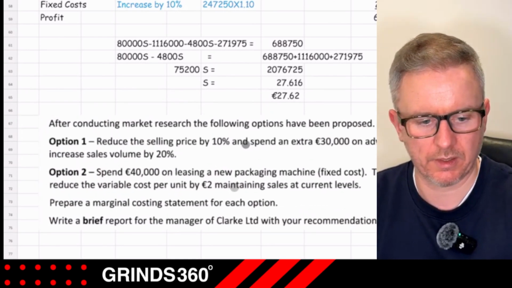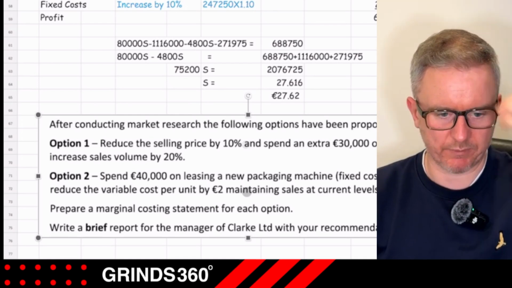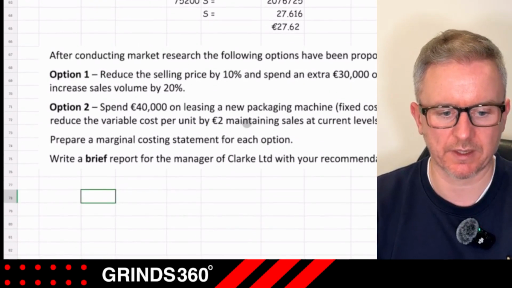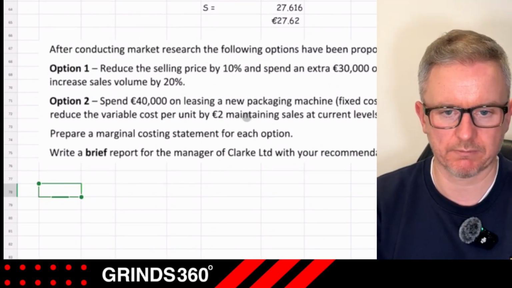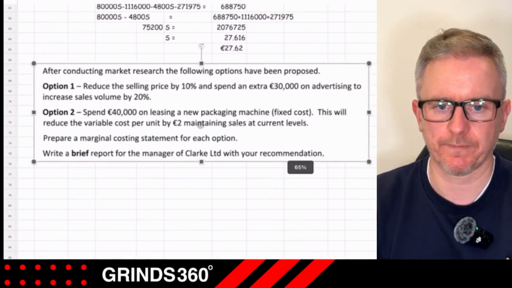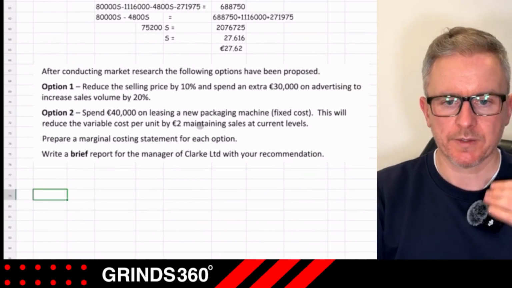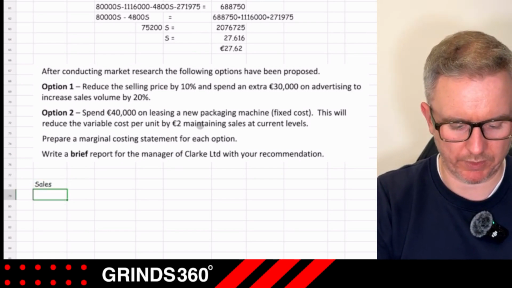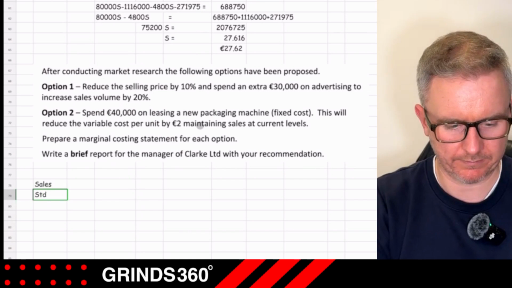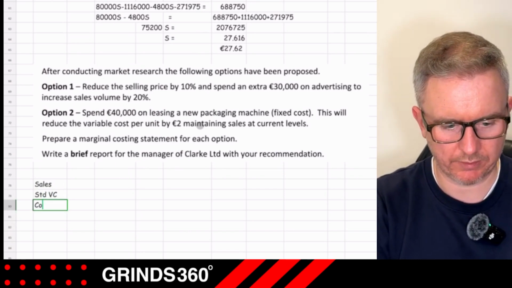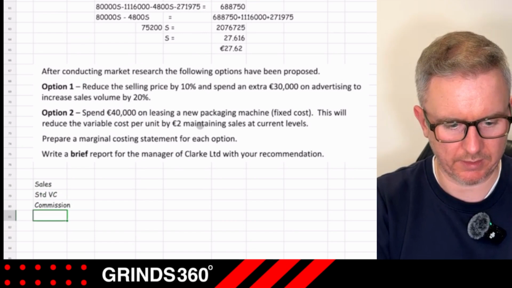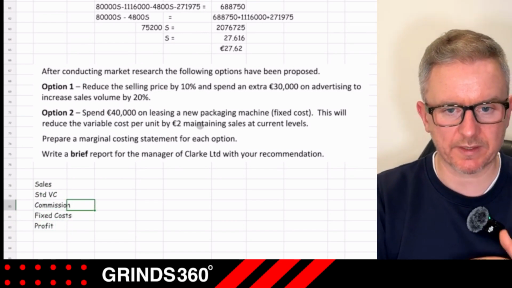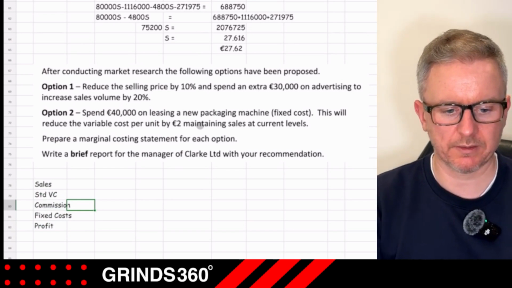Okay, so using the marginal statement that we have, we're just going to try these questions now and see how we get on. So after conducting market research, the following options have been proposed. Okay, so we're going to reduce our selling price by 10% and spend an extra 30,000 on advertising to increase sales volume by 20%. All right, so let's just look. So what we would do here. So our same system, we put in our sales, then we put in our standard variable cost, we put in our commission, and then we have our fixed costs, and then we have our profit figure. Okay, so this is the way I would set it up. They're asking you to make a decision.